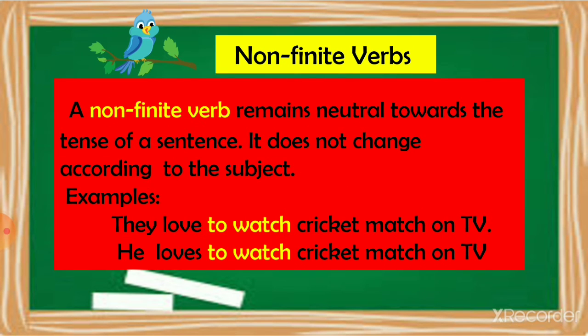A non-finite verb remains neutral towards the tense of the sentence. It does not change according to the subject. So this is the main difference between finite verb and non-finite verb. A non-finite verb does not change according to the subject, it remains the same. For example, they love to watch cricket match on TV. He loves to watch cricket match on TV. Now here, to watch doesn't change according to the subject. Hence, they are called non-finite verbs.